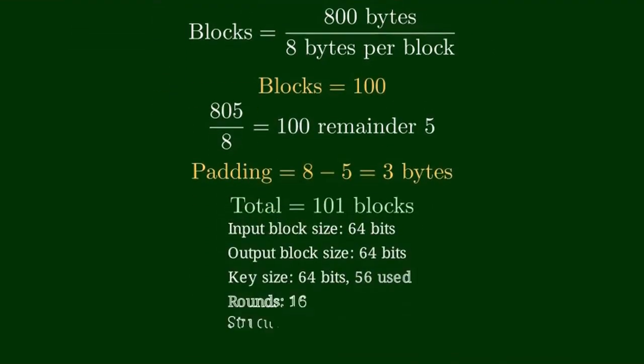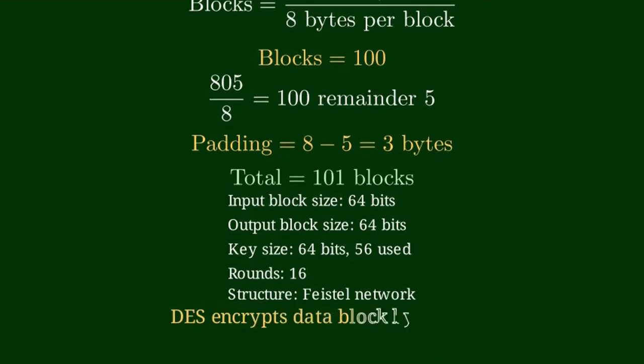Summary: DES uses 64-bit blocks, 16 rounds, and a Feistel structure. The key is 64 bits, but only 56 are used for security. That is the block-level view of how DES encrypts data. Each block is processed independently, and padding ensures every block has exactly 64 bits.